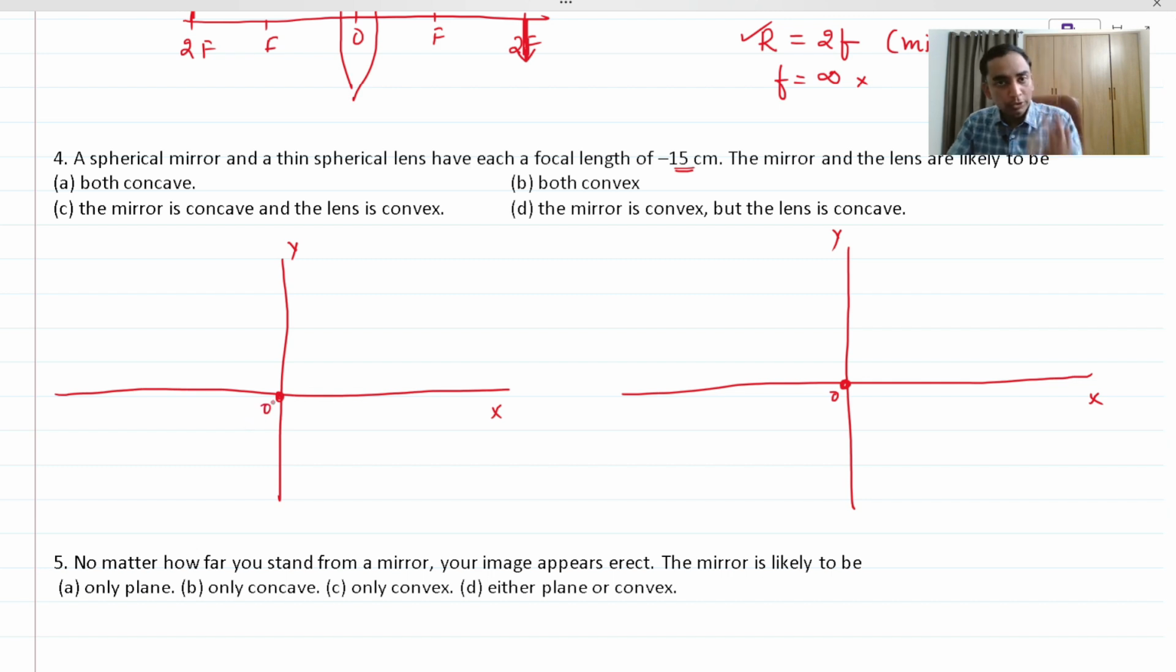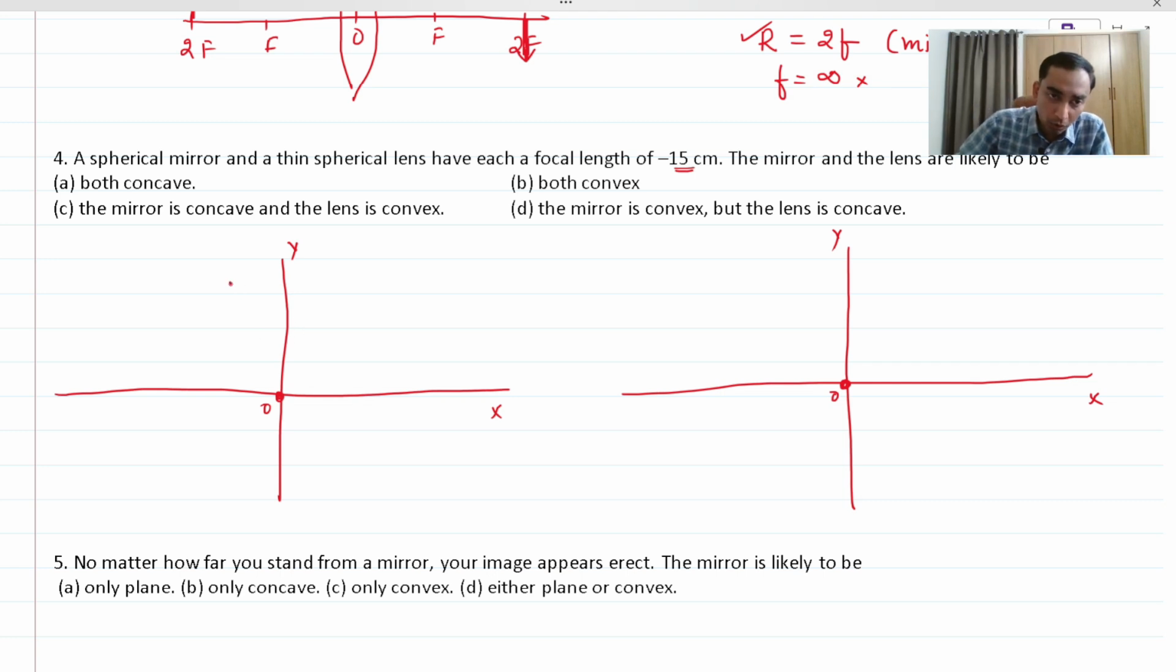Now, whichever lens or mirror you want to put, you put it over here such that the optical center of the lens should be at the origin, or if it is a mirror, its pole should be at the origin, right?